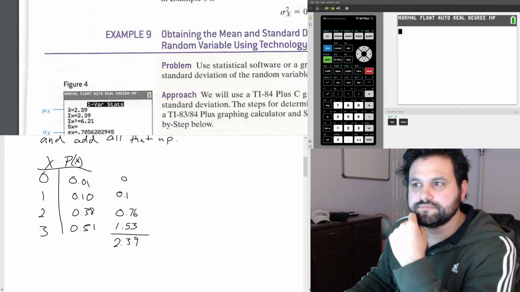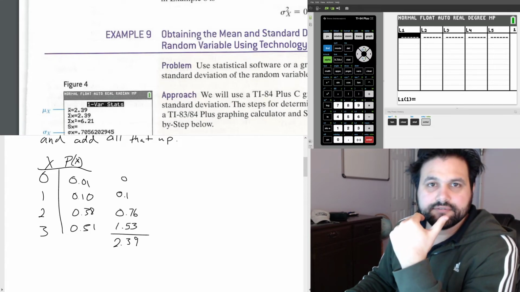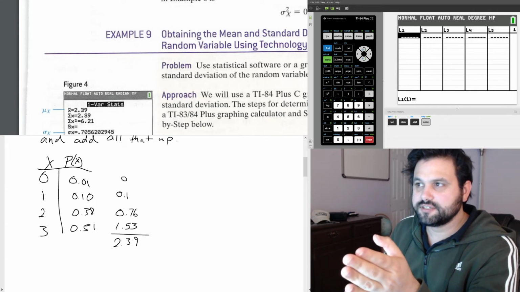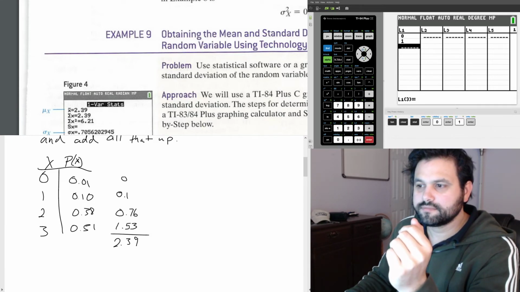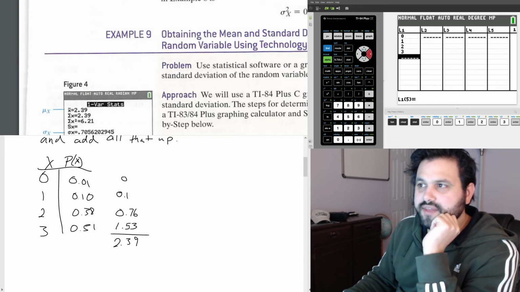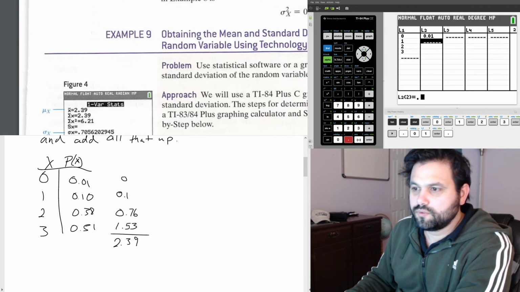So in your calculator, you're going to go to Stat, and you're going to edit, and you're going to input your data, right? Just like we have our table in our notes here, the X column is going to come first. So 0, 1, 2, and 3. Those are the possible outcomes. And over here, we're going to put the probabilities. So the probability of 0 is 0.01. And then 0.1 and 0.38 and 0.51.